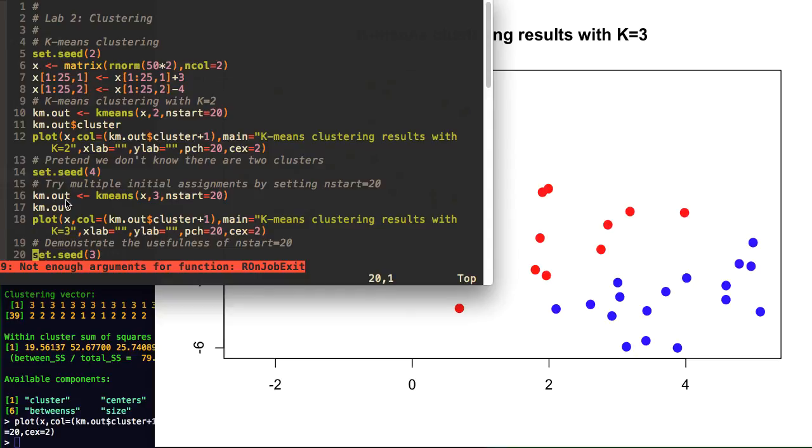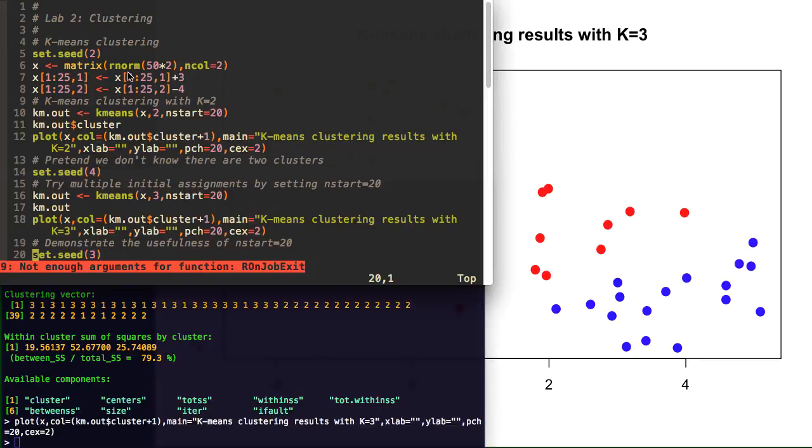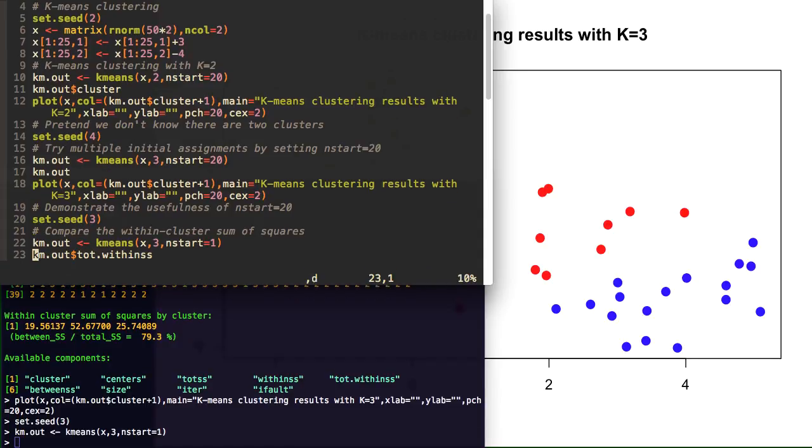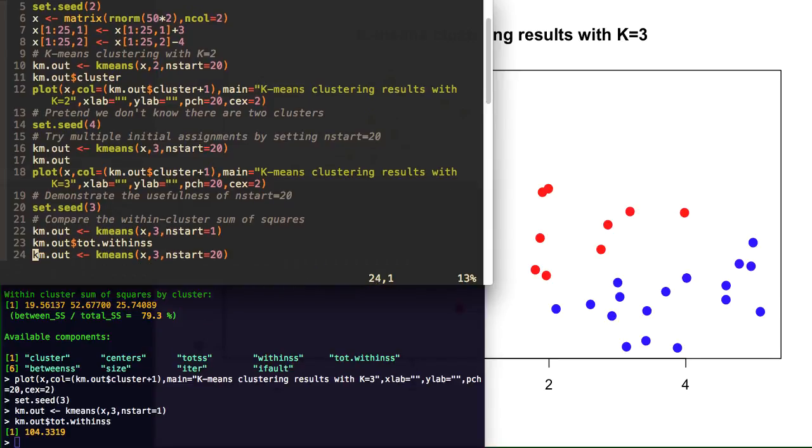Okay, now let's take a look at the usefulness of the nstart equals 20 parameter. If you recall, I've mentioned that k-means is a greedy algorithm. It can be trapped in local optima. So starting from different initial places can be extremely useful. So here we're just going to start in one place, and then take a look at the within cluster sum of squares, which is about 104. And recall, this is what we want to minimize.